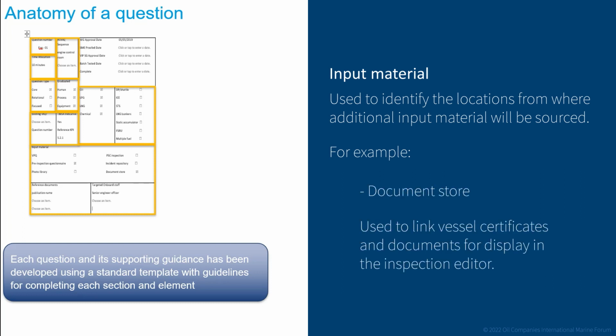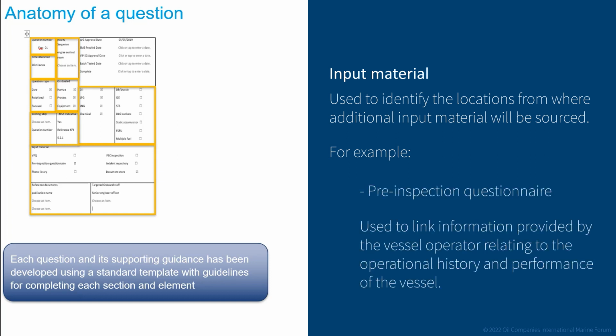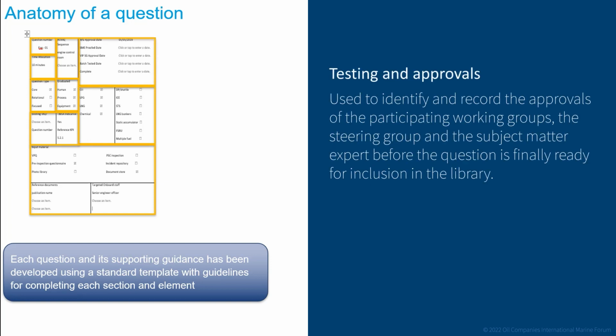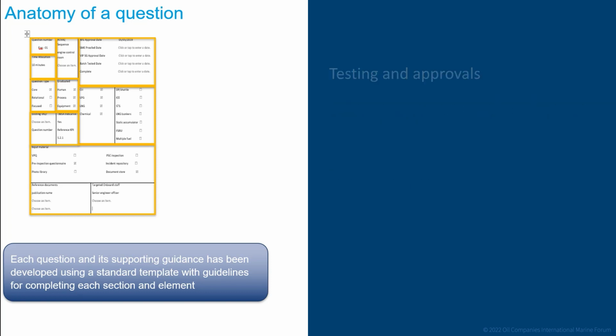Document store, used to link vessel certificates and documents for display in the inspection editor. Pre-inspection questionnaire, used to link information provided by the vessel operator relating to the operational history and performance of the vessel. Also used to resolve ambiguities to assist in question allocation. Testing and approvals, used to identify and record the approvals of the participating working groups, the steering group, and the subject matter expert before the question is finally ready for inclusion in the library.